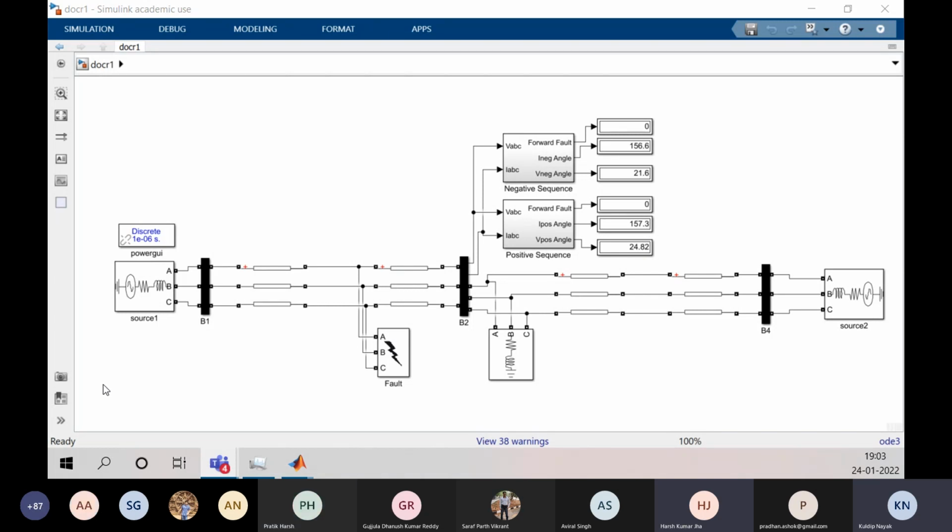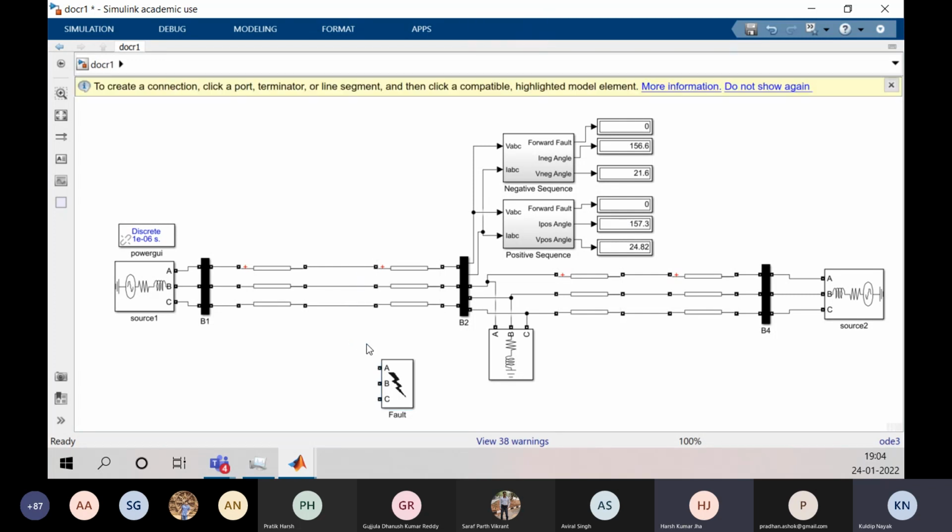Okay, so we can see here that the current is leading. The current has an angle of 157.3 and the voltage is 24.82. For a reverse fault, we can see the current is leading the voltage. So now we will connect this fault block here in the forward direction, and see here the status showed 0, which means it is a case of reverse fault. For a forward fault we will get 1. So now we will connect this block in the forward direction of this relay.